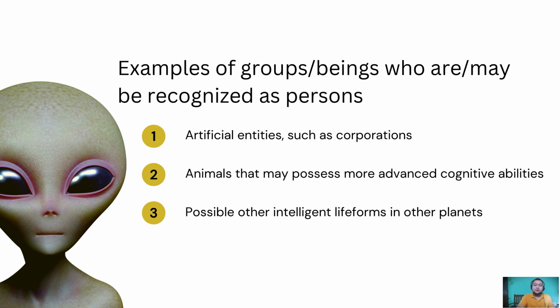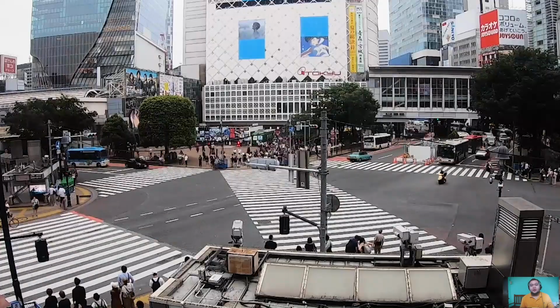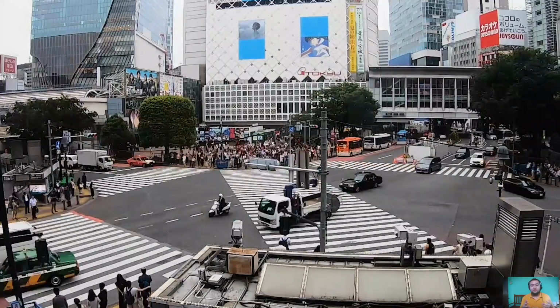Also, animals that may possess more advanced cognitive abilities, such as chimpanzees, gorillas, and dolphins, may be recognized as persons. Also, with the vast world outside the Earth, it's highly possible that we are not alone. There are speculations regarding the possibility of intelligent life forms that may be recognized as persons. Only time will tell. You mostly see such creatures in science fiction movies or books. So still, personhood remains largely applied to human beings.